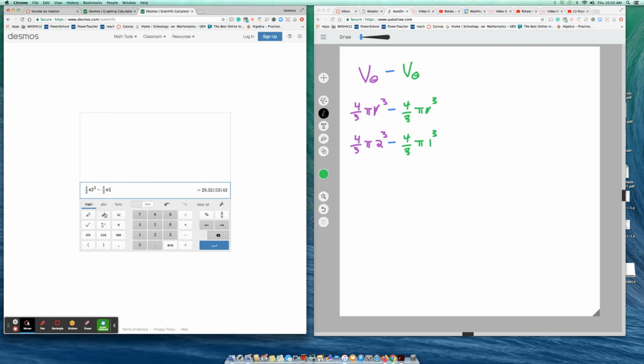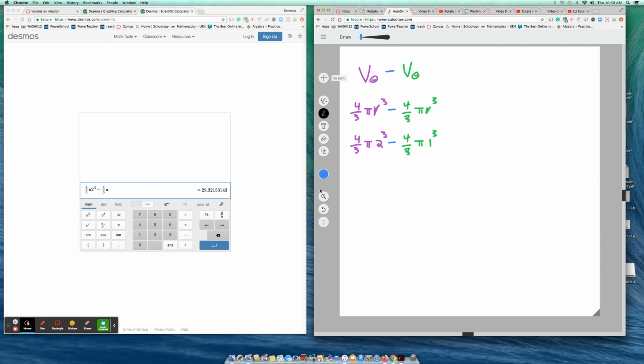Radius is 1 cubed. And then if you're really comfortable with your exponents, you could tell that 1 cubed is just 1, so it's actually not necessary because you're multiplying by 1. So it's the same thing with or without the 1 cubed. It doesn't really do anything.